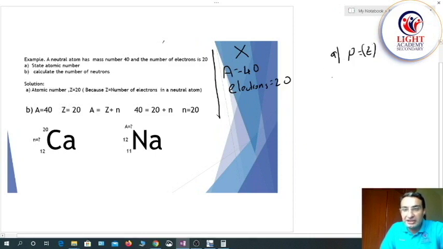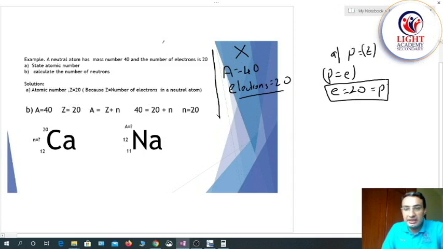According to the information we studied, when an atom is neutral, protons are equal to electrons. Since we have the number of electrons, 20, that is equal to the number of positive charges because the atom is neutral. Neutral means the atom does not lose any electron or gain any electron, so it doesn't have any net positive or negative charge. We are going to study this in the title of ions.